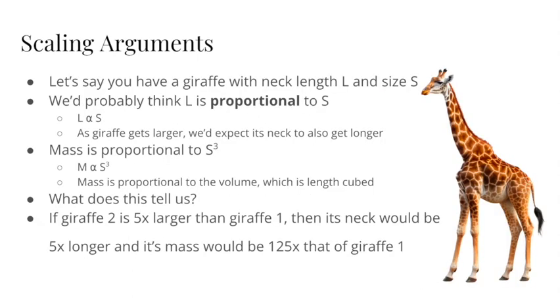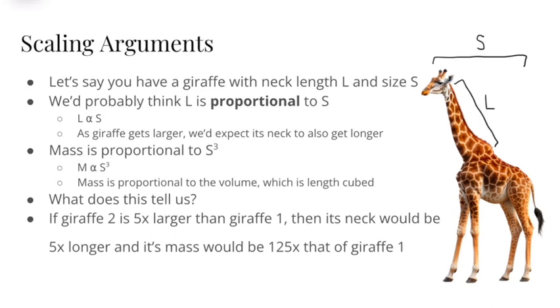Okay, so using dimensions, we can make scaling arguments. And let's say you have a giraffe with neck length L and size S. We'd probably assume that L is proportional to S, meaning that as the giraffe gets larger, its neck length would also get longer in proportion. And we'd also think that mass is proportional to size cubed because of volume, which is length cubed.